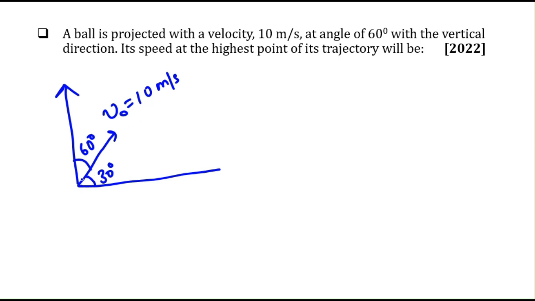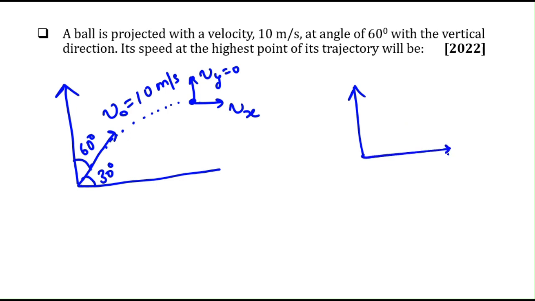Look what is happening here. If it is going to its highest point, at the highest point, its vertical speed will be 0, and it will have only horizontal speed, that is Vx. So all we need to know is this Vx. We can do the same thing here. We can resolve this motion. This angle is 30 degree now, and this is V naught.